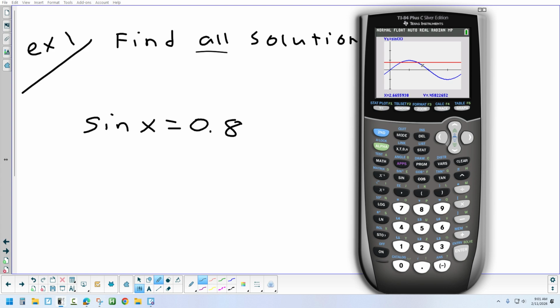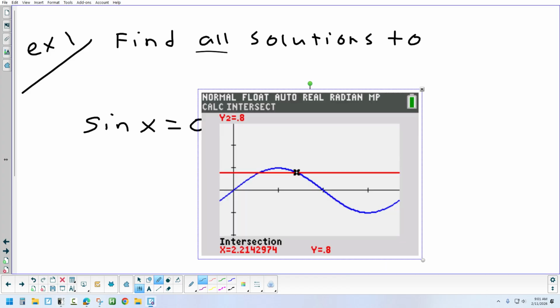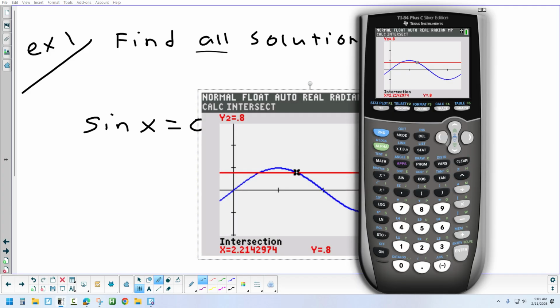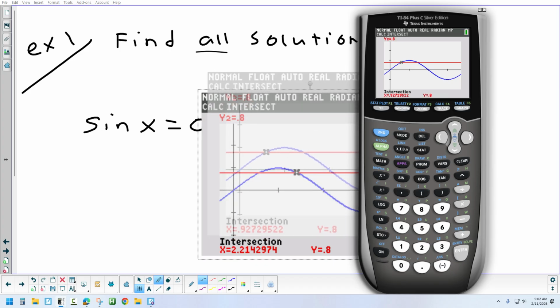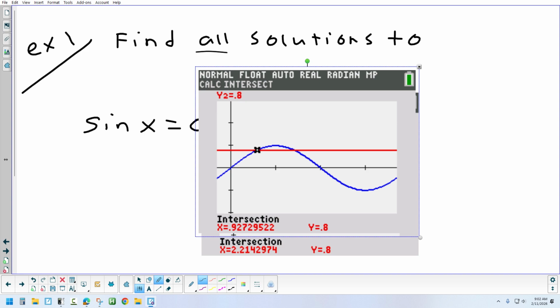So if I press trace and then I just hit enter, that didn't work. Yep. Second trace. Then we go to intersect. Now we can do blue and the red. So that's my first answer. Okay, let's do it again. Second calc intersect. There's my second answer. And let's round those to 3 decimal places. So we've got 0.927. We've got 2.214.